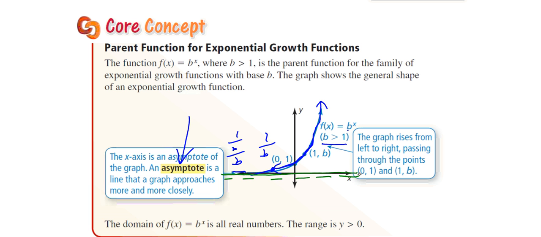Okay, when we talk about growth functions, our domain is all real numbers. And our range, notice, is always going to be greater than whatever our asymptote is. So for most of our functions, it's going to be 0. So y is greater than 0. Notice it's non-inclusive because you can never be equal to 0 if you keep dividing something, let's say, in half, right? You'll always have something left over.